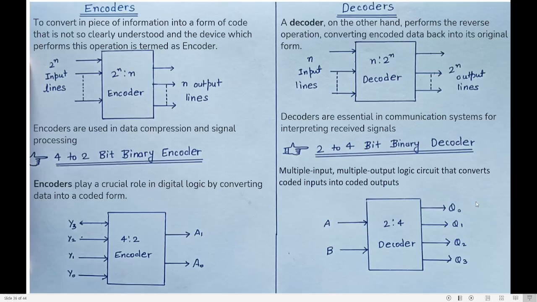Good morning, students. Let us look into encoders now. We know what an encoder is. An encoder is a device which is used to convert input data to code. As the name indicates, an encoder converts input information or input data into a code. So this encoder plays a very crucial role in converting data into a coded form.